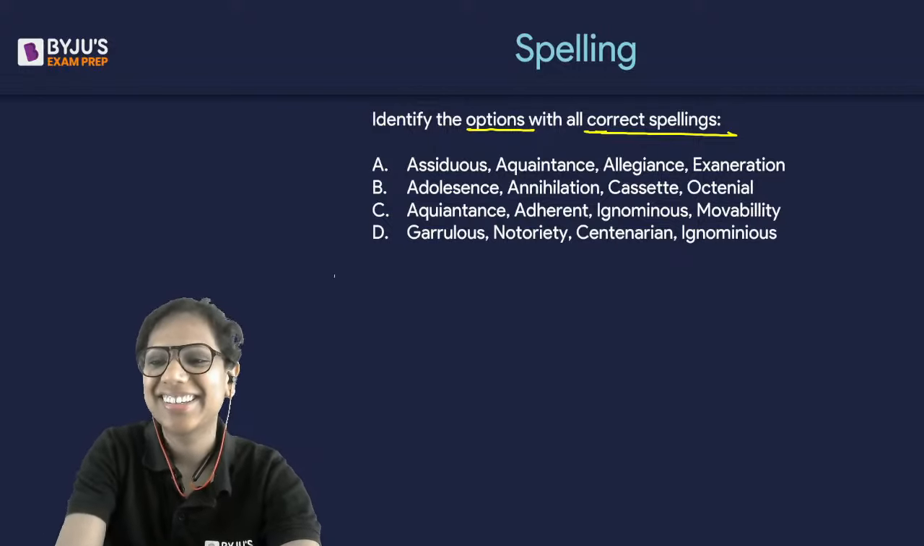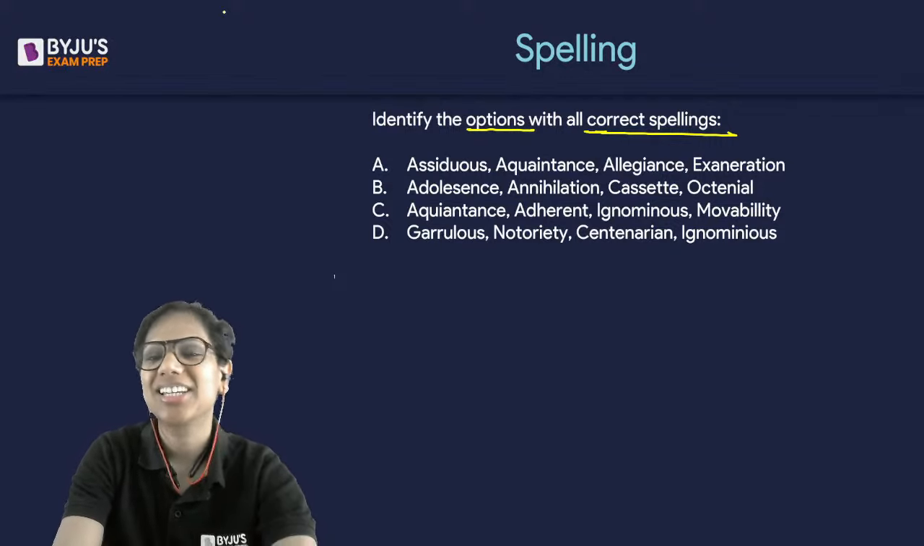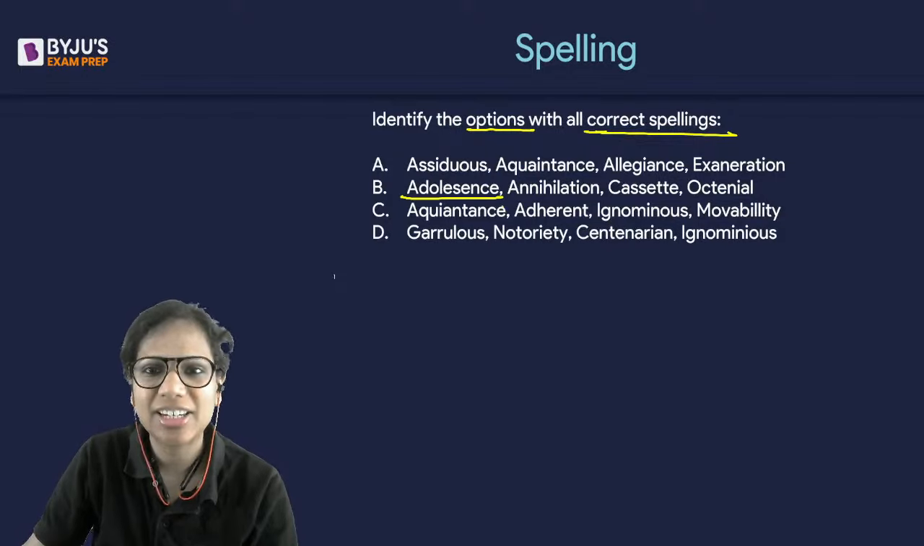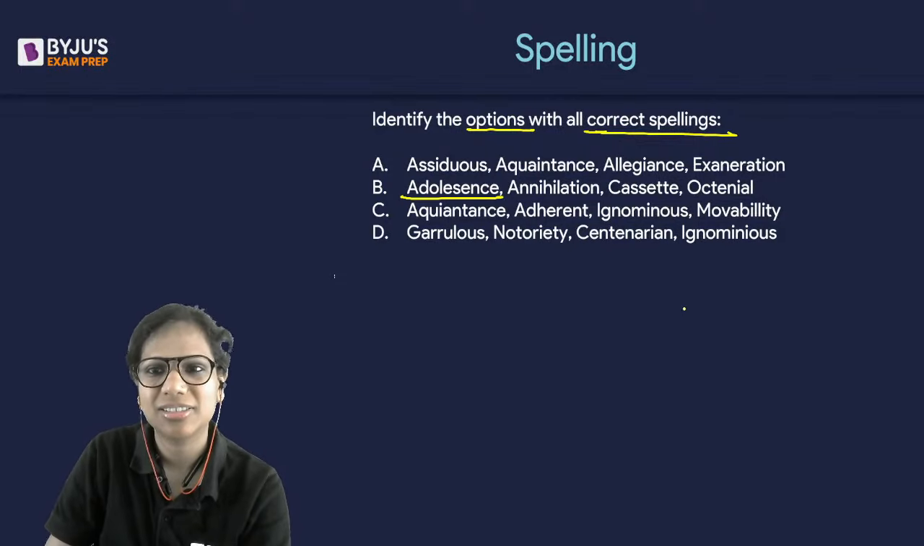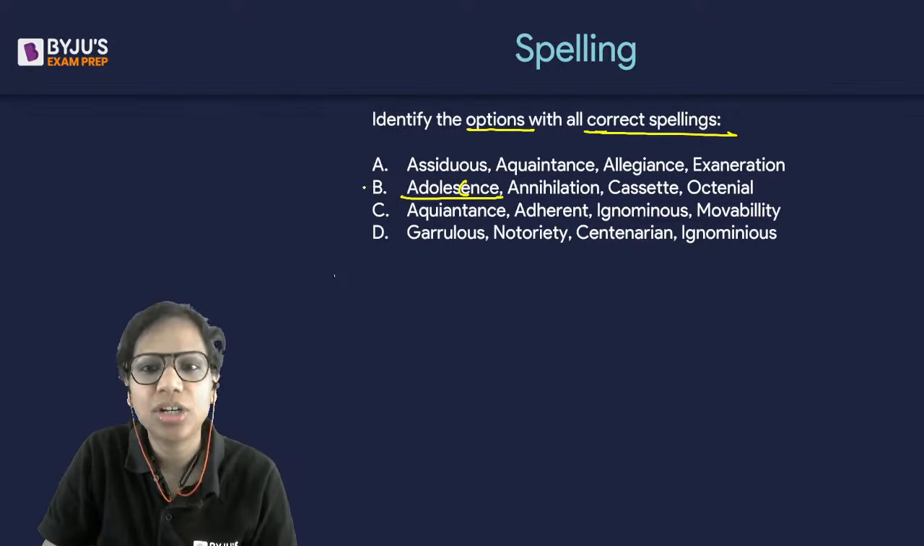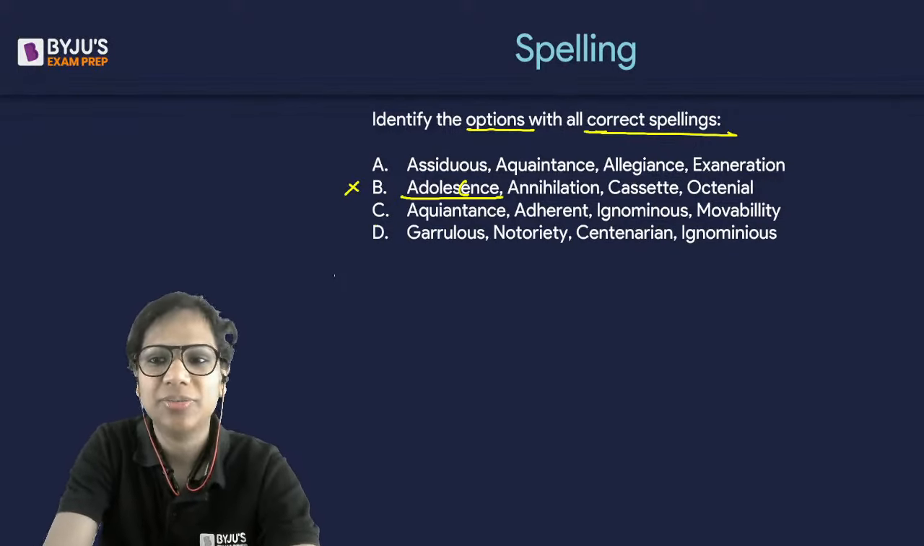All right, let me tell you, three of you are absolutely correct. D, Delhi is the answer, not B. What is the spelling of adolescence? Is this the correct spelling? Isn't there a C here? Adolescence. So, this is not the correct spelling. And therefore, right at this juncture, we eliminate B.